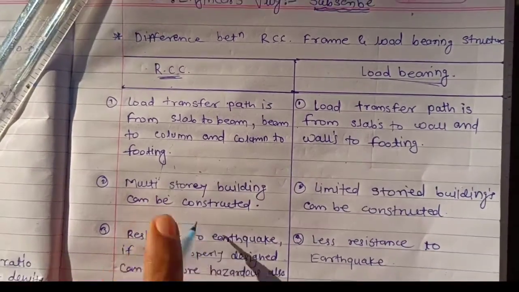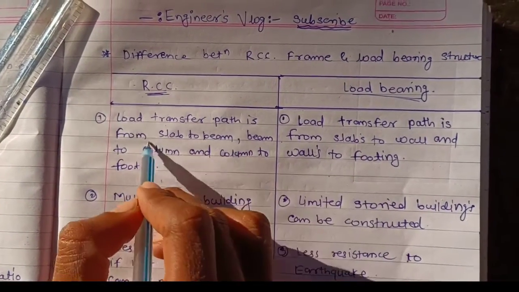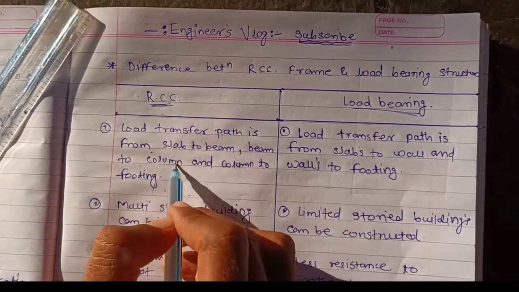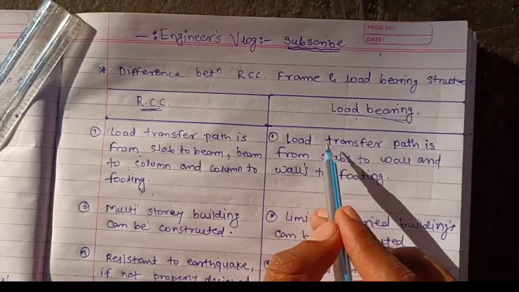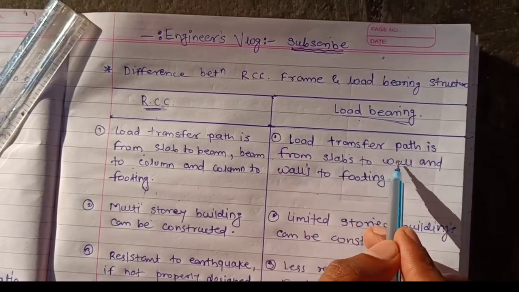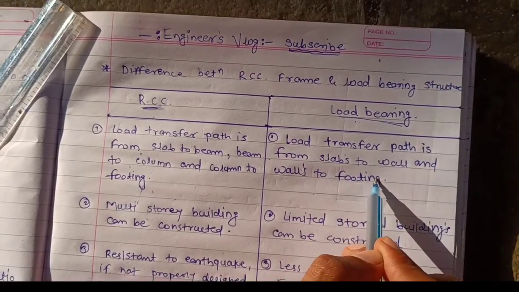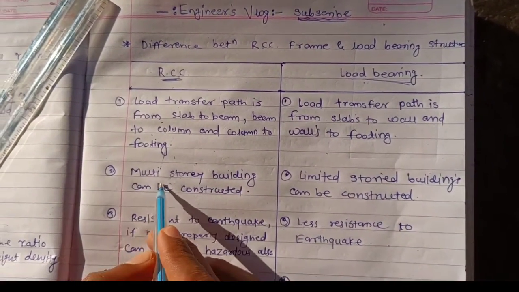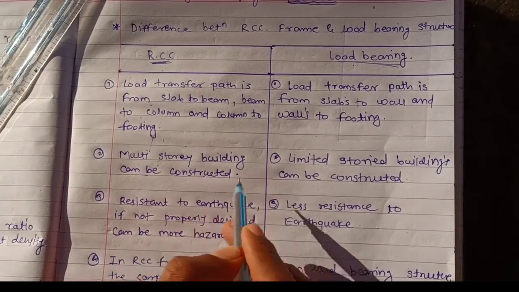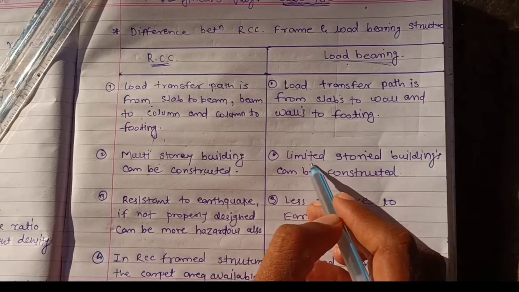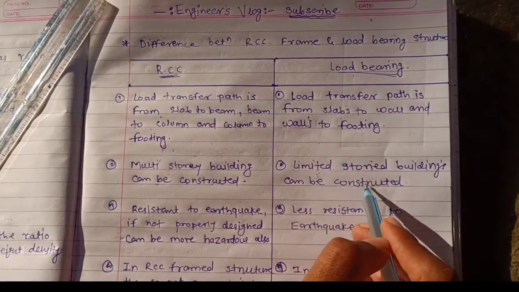The first difference is the load transfer path. In RCC, the load transfers from slab to beam, beam to column and column to footing. In load bearing, the load transfer path is from slab to wall and wall to footing. Second, a multi-story building can be constructed in RCC. In load bearing, only a limited-story building can be constructed.